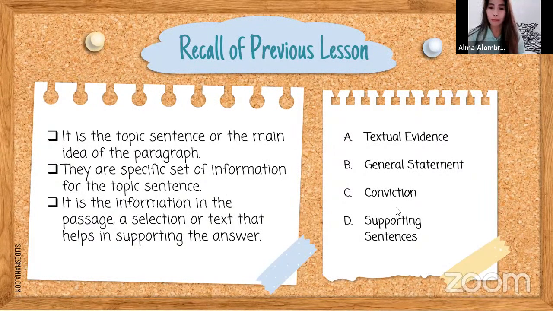We only have one more choice left that has not been mentioned. A set of specific information that would give information to your main idea or general statement is what we call supporting sentences. Let's see what's the answer in the chat box. Okay, Rupert and Eric, D. Rupert says, I think the answer is D. So the final answer is letter D, supporting sentences. So you have this specific set of information for the topic sentence. Meaning to say, it gives details to your general statement. This is just general. A general statement needs specific details.